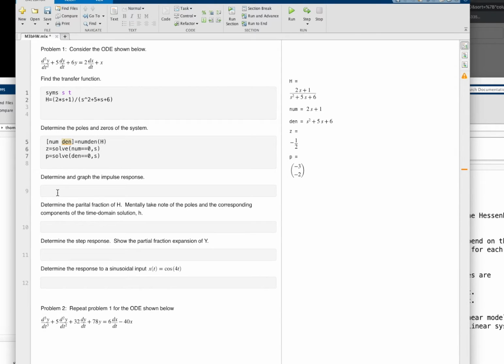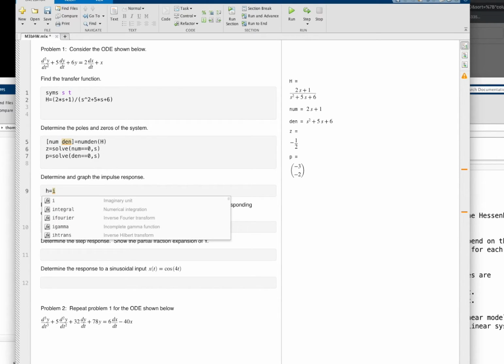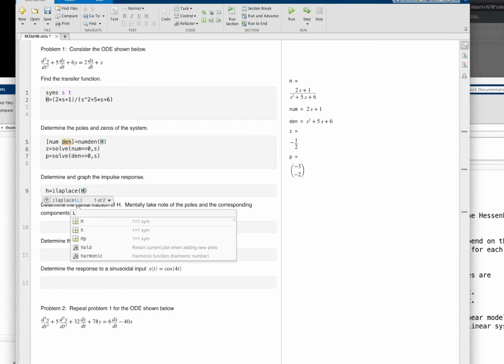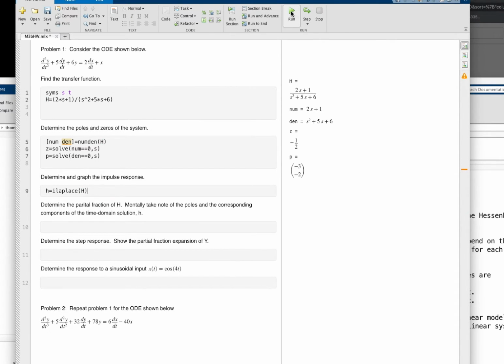At this point, I can determine and graph the impulse response. So H is the impulse response, and if you remember, it's the inverse Laplace, so I put an i in front of laplace to get the inverse. The inverse Laplace transform of H. And when I hit run, that gives me an expression for the impulse response. I also wanted you to determine the partial fraction of H and mentally take note how the poles and the zeros match to the various components in the time domain solution.